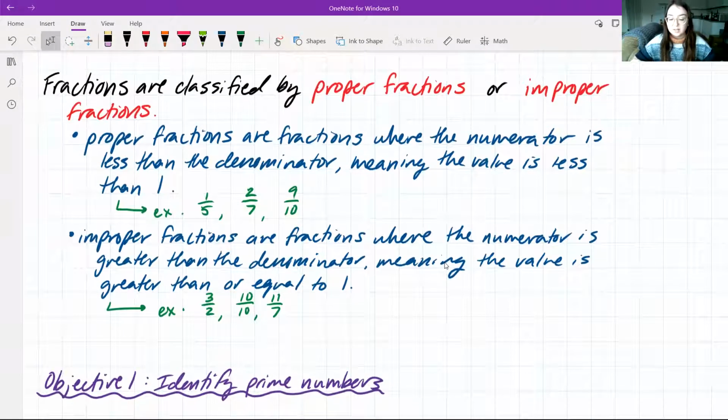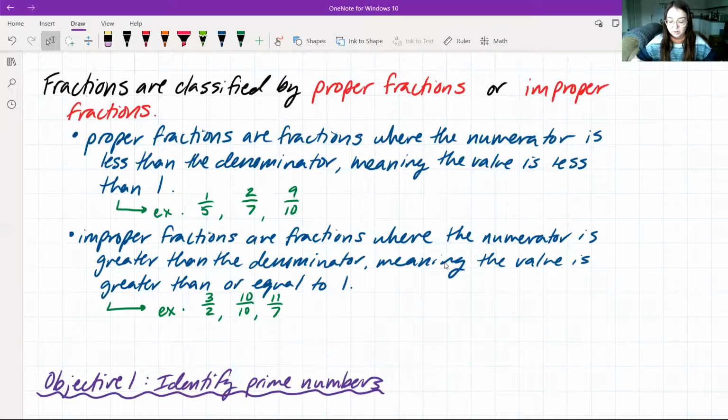So fractions are classified as proper fractions or improper fractions. Proper fractions are fractions where the numerator is less than the denominator, which means that the value is less than 1. So these are things like 2/3, 3/4, 1/2. The numerator has to be less than the denominator. And since it's less than the denominator, that means that the value of that fraction has to be less than 1. So for example, these are things like 1/5, 2/7, 9/10.